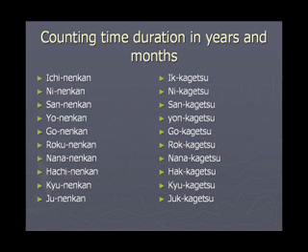Let us look at the counters for counting year as a duration and month as a duration. Nenkan is the counter for year. Kagetsu is the counter for months. If you see the year-related count, there is nothing abnormal here. It just follows the Chinese number with a Nenkan following that.